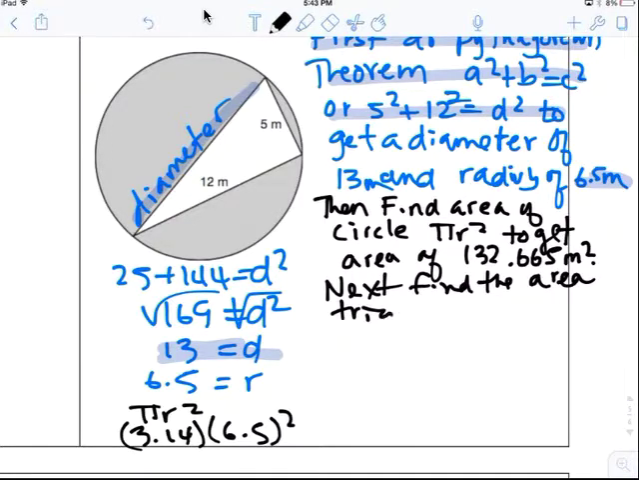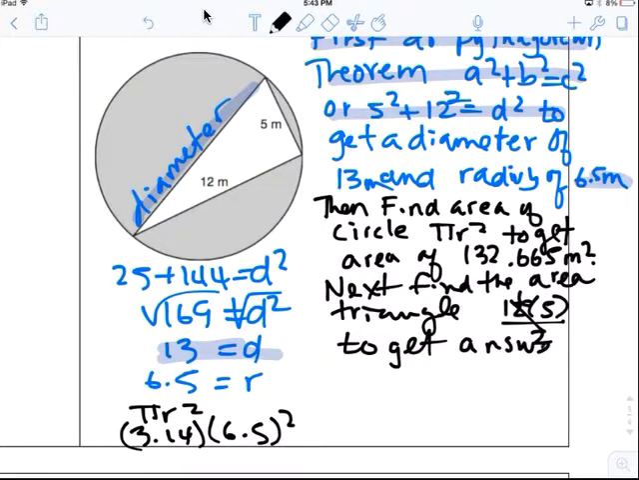Next, find the area of the triangle by doing 12 times 5 divided by 2, or length times width divided by 2, to get the answer of 30. Because that's 6. To get answer of 30 meters squared.